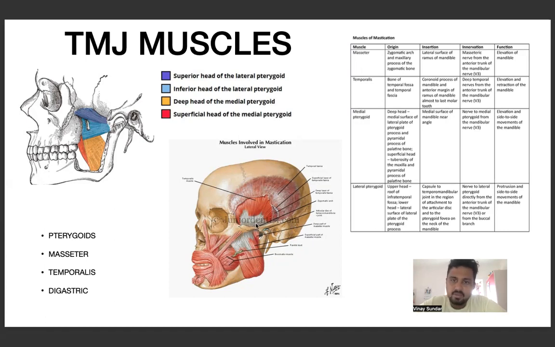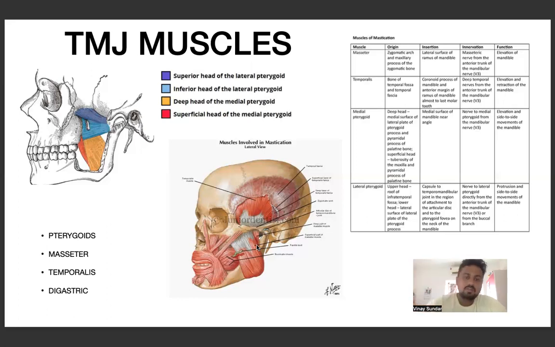Okay, very simple. Now the temporalis, this is the biggest muscle of mastication amongst the four muscles. So you have the bone of the temporal fossa and temporalis fascia, and it goes down and attaches near your coronoid process and anterior margin of the ramus of the mandible, almost to the last molar tooth. People familiar with oral surgery know that when you're giving an incision for your wisdom teeth, you're not supposed to go too superiorly because it's going to damage your temporalis. So that is where the insertion of your temporalis is.